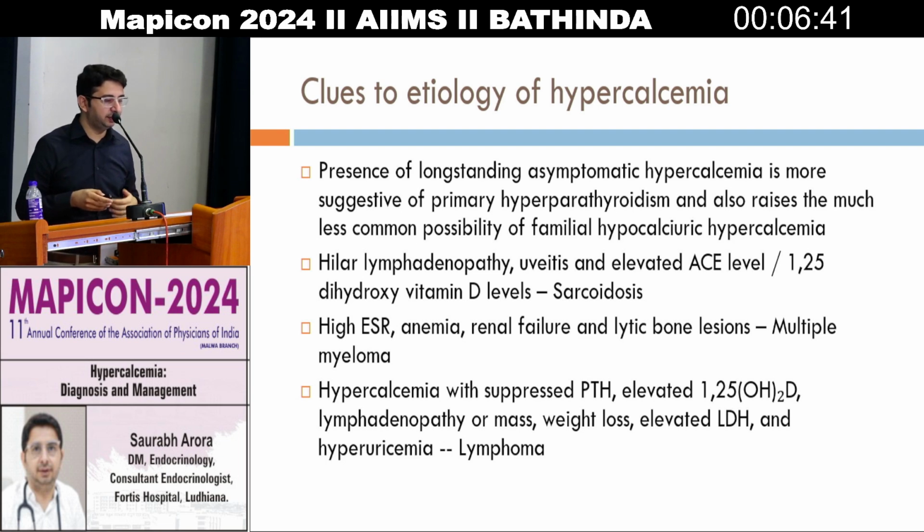Again, hilar lymphadenopathy, uveitis, elevated ACE levels, or elevated 1,25 dihydroxy vitamin D levels point towards the diagnosis of sarcoidosis. High ESR, anemia with renal failure, and lytic lesions on chest X-ray do point towards multiple myeloma. A patient who has hypercalcemia with suppressed PTH level, elevated 1,25 dihydroxy levels, lymphadenopathy or mass lesions, or weight loss, elevated LDH with hyperuricemia, we have to keep the possibility of lymphoma because lymphomas can present with hypercalcemia.